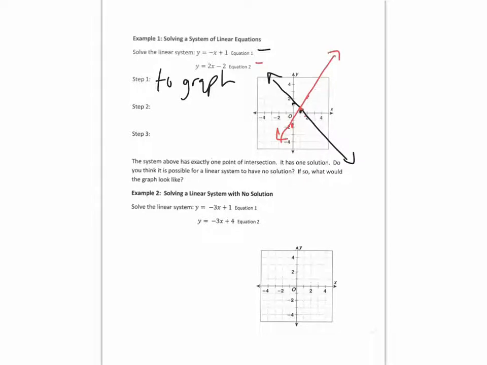This is a place where it's very, very important to use a ruler because we are looking on the graph for a point of intersection. And I can see that right here, that occurs at the point (1, 0). Which is also step 2 of what I want to do: identify the point of intersection.